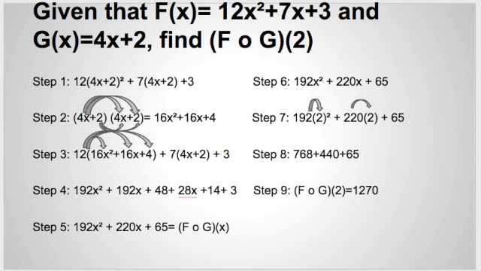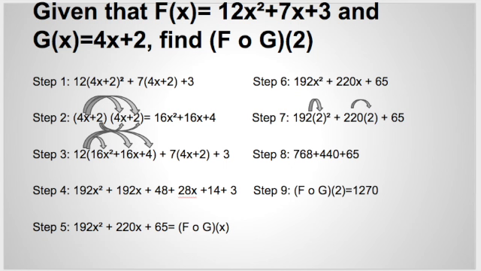From then on, step 3, you just multiply the 16x squared plus 16x plus 4 by 12, and then you add that to 7 times 4x plus 2 plus 3. That'll bring you to 192x squared plus 192x plus 48 plus 28x plus 14 plus 3. And again, simple algebra, you break that down into 192x squared plus 220x plus 65 equals f of g multiplied by x.